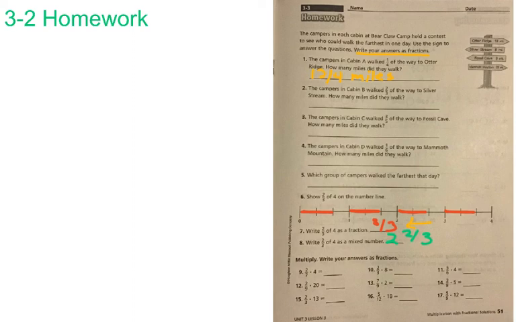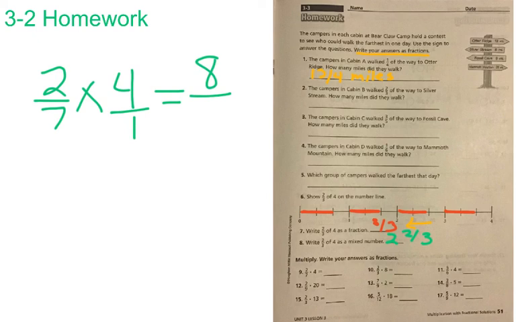We can go ahead and look at number 9, and it reads 2/7 times 4. Okay, in this case, we need to write 4 over 1. We take our whole number always and write it over 1. 2 times 4 is equal to 8. 7 times 1 is equal to 7. So we can write down 8/7 as our answer for number 9.